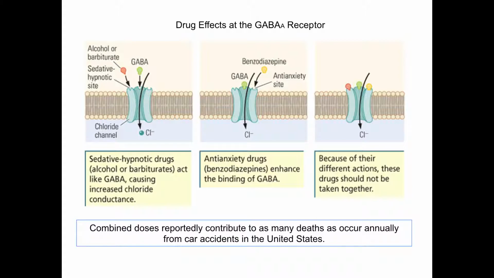So because these have super similar effects, but because they have different sites on the receptor, these things can never be taken together. So you can never take alcohol with benzos or barbiturates with benzos, because then there would be a doubled increase of this chloride influx. So it's really bad. So always, if you're prescribed any of this, never take them together.